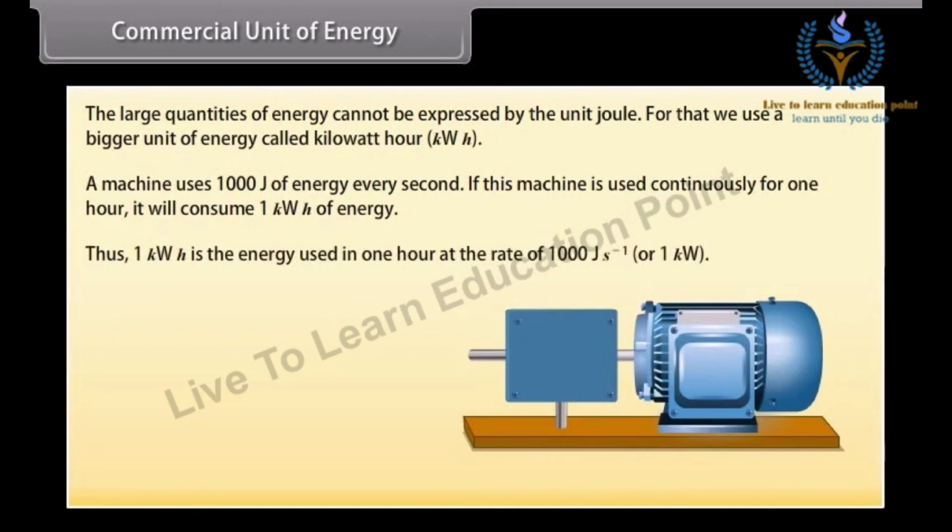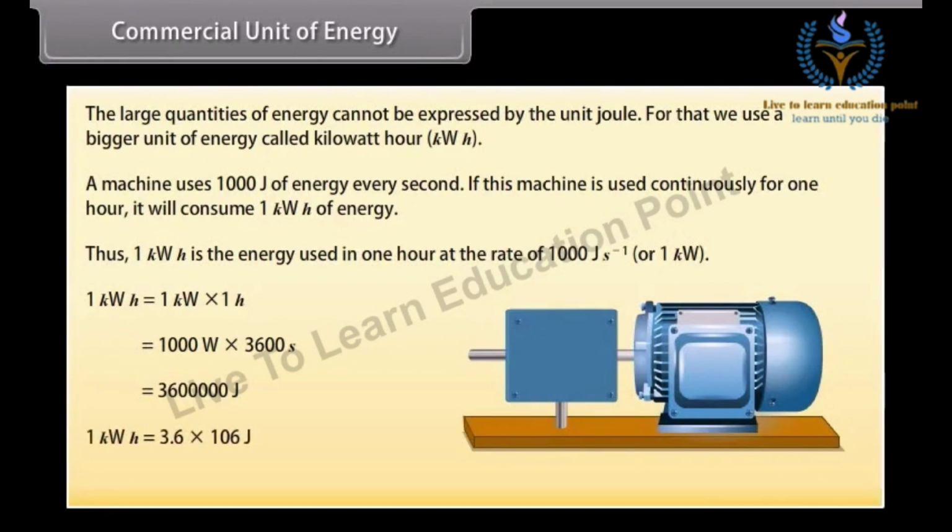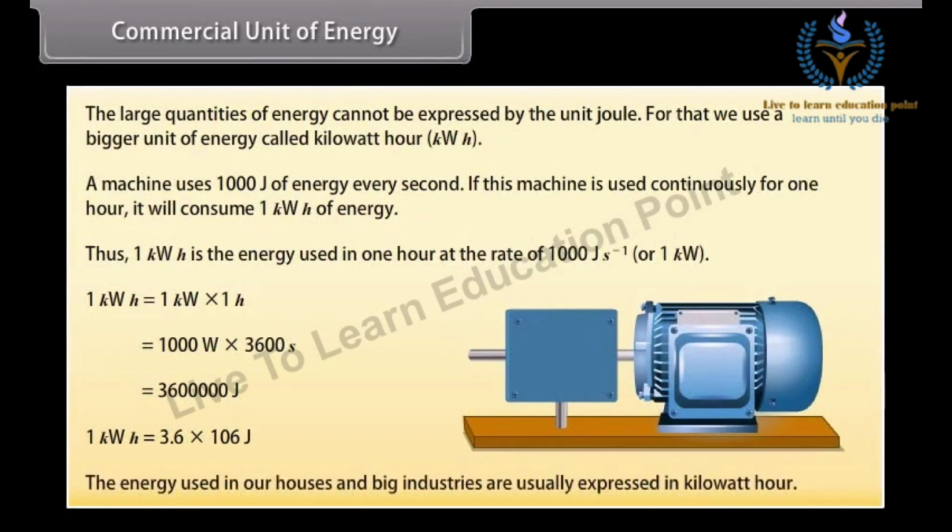Thus, 1 kilowatt hour is the energy used in 1 hour at the rate of 1000 joule per second, or 1 kilowatt. So, 1 kilowatt hour is equal to 1 kilowatt into 1 hour, which is equal to 1000 watt into 3600 s, which is equal to 36 lakh joule. 1 kilowatt hour is equal to 3.6 × 10⁶ joule. The energy used in our houses and big industries is usually expressed in kilowatt hour.